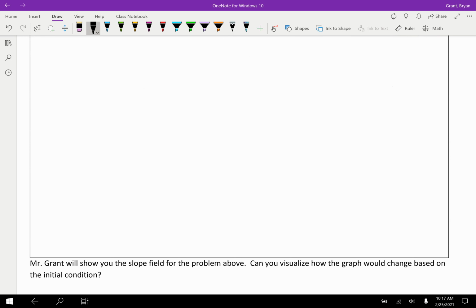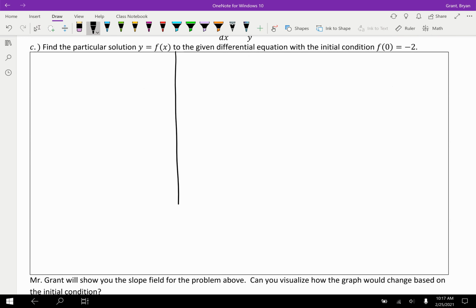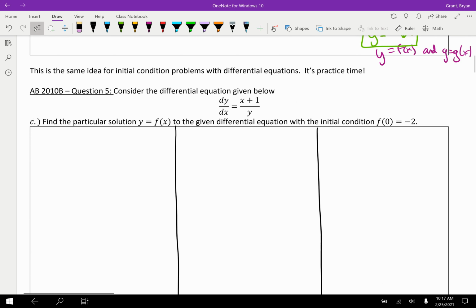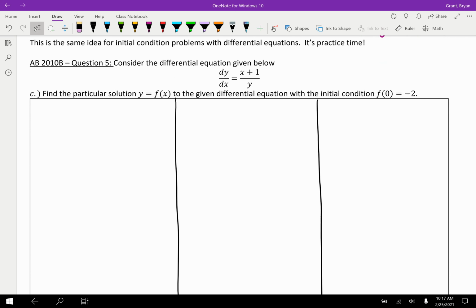I'm going to do the same that I've done in the past, divide my paper into 3 sections. I've just found that's generally the easiest. And let's have you work through it. It's a separable differential equation. Feel free to unpause once you're done.